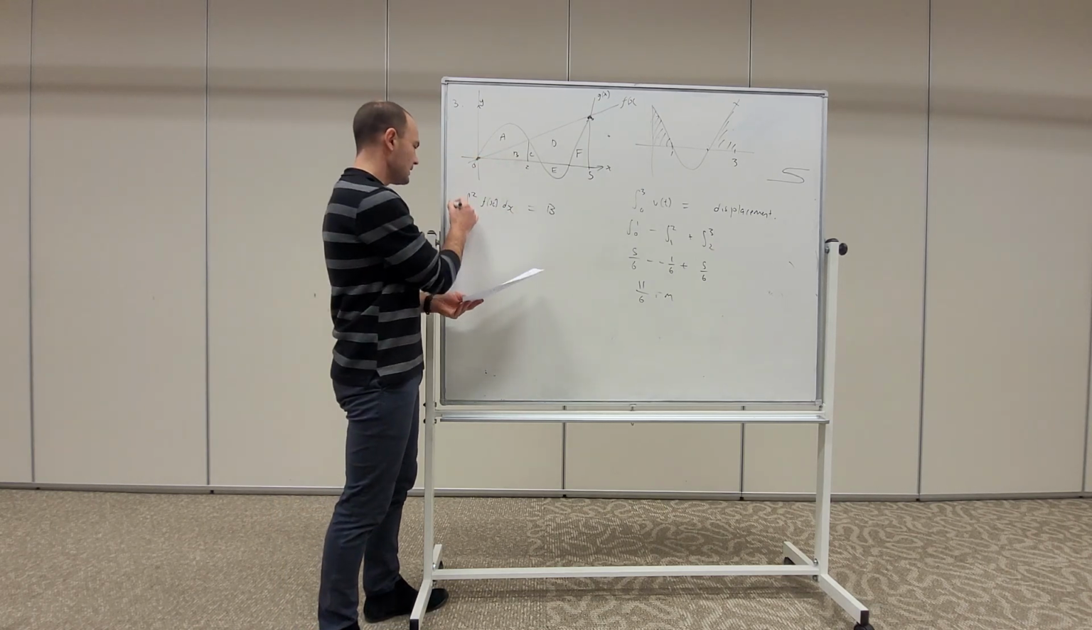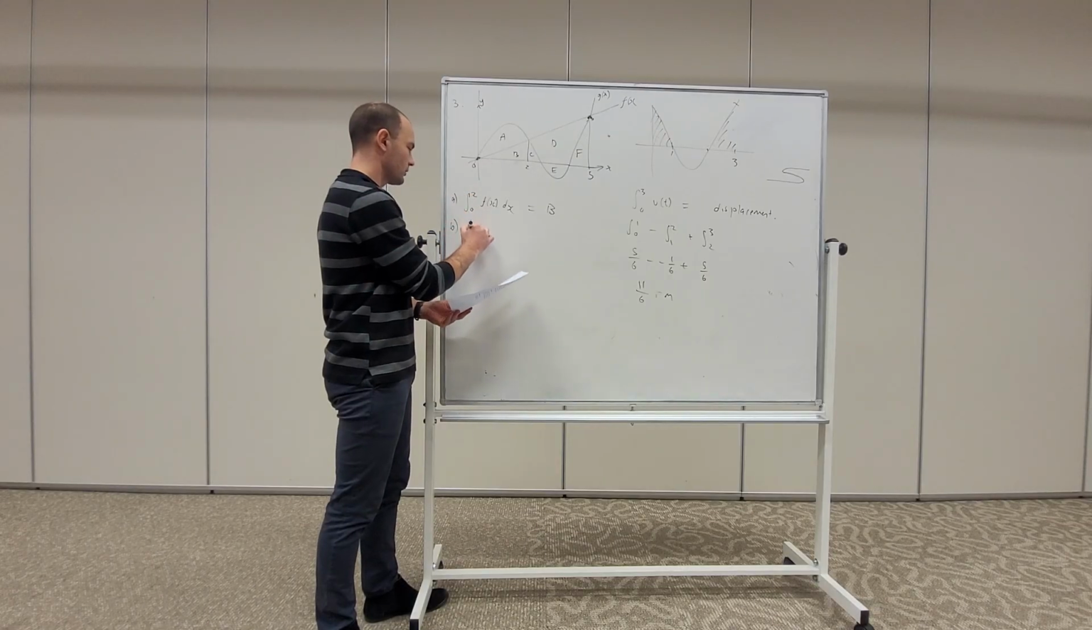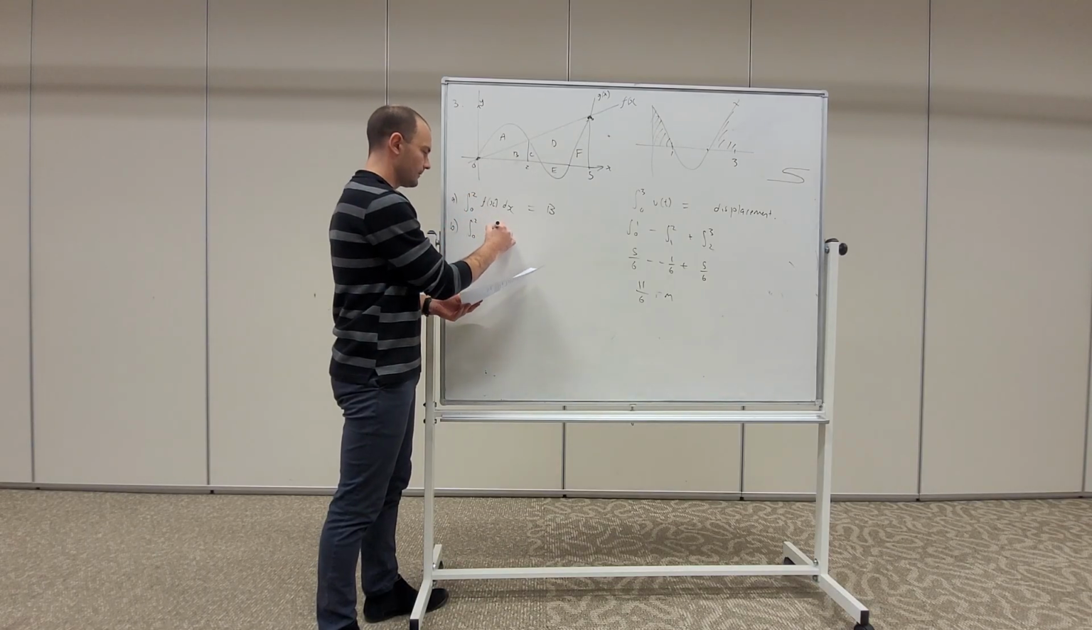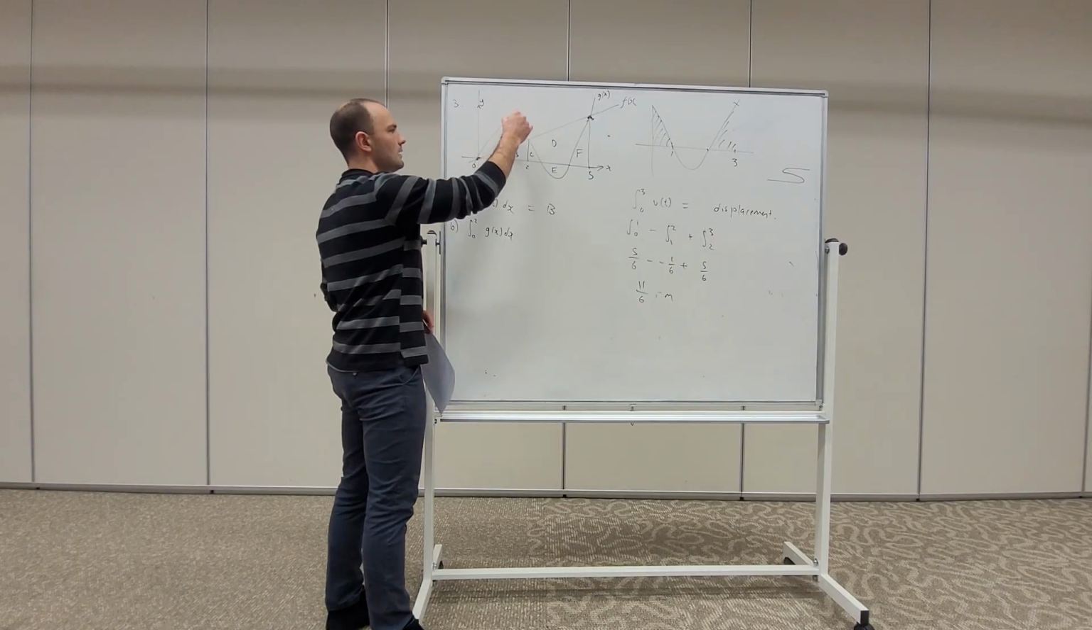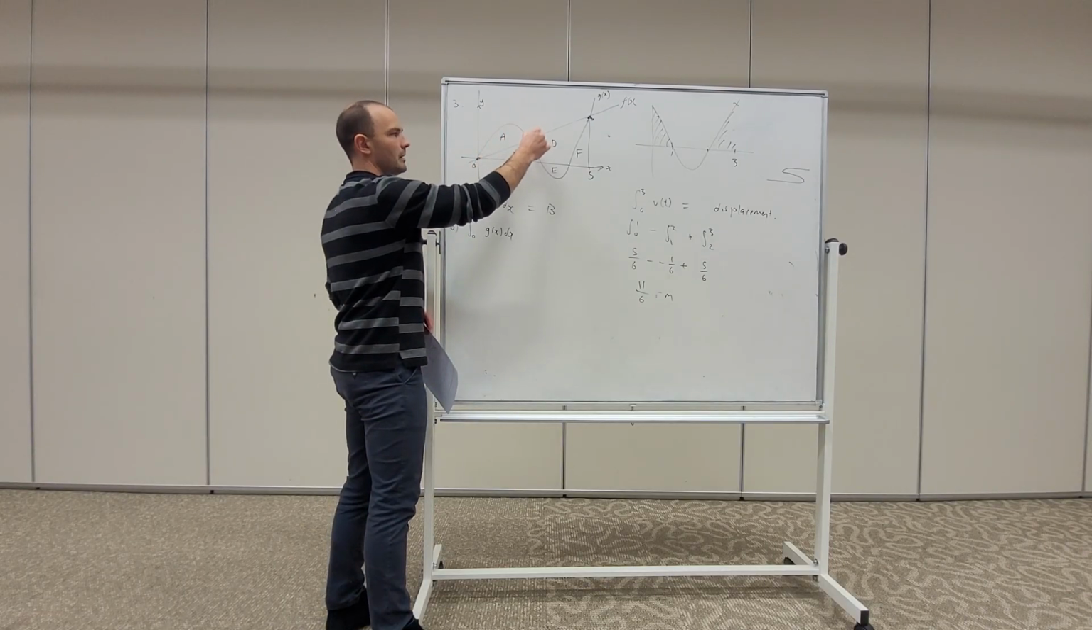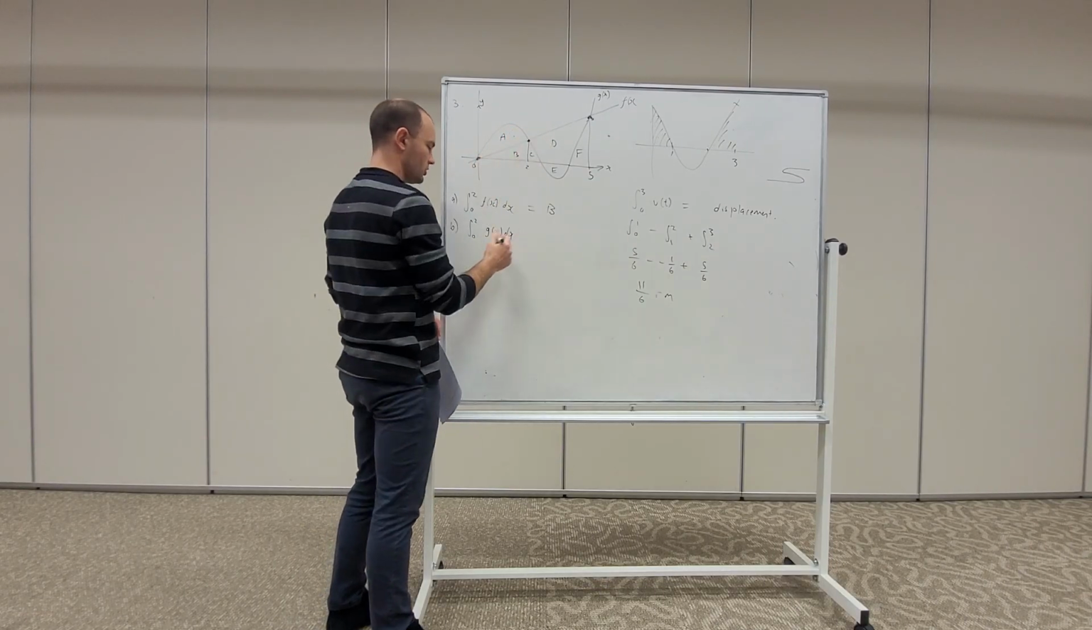How about for b? We have the integral from 0 to 2 of g of x. Okay, so that one's going to be the polynomial. That's this one here. And from 0 to 2, it's going to be region A plus region B.